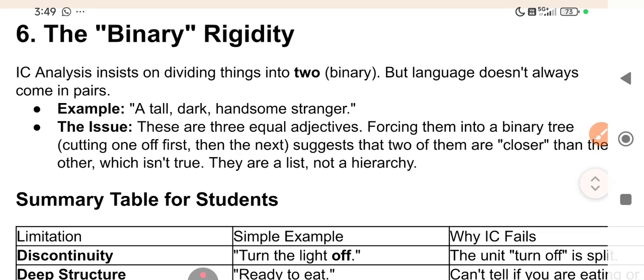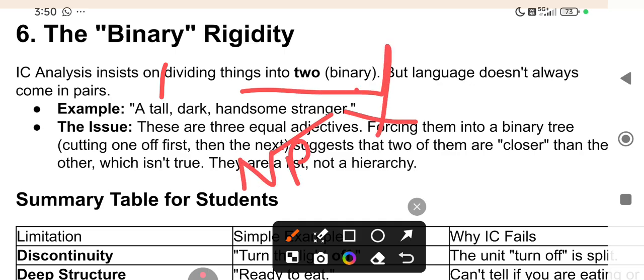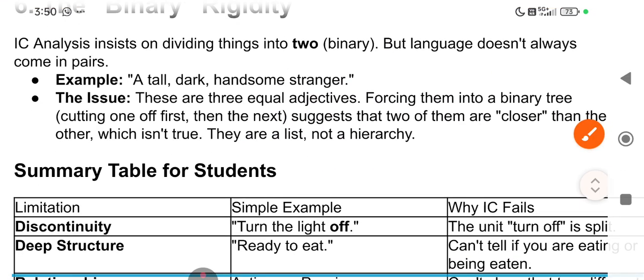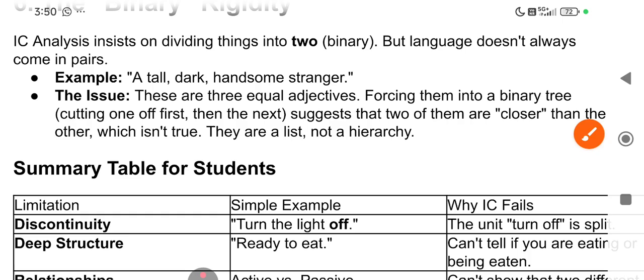The last one is binary rigidity. What is binary rigidity? IC analysis insists on dividing things into two, or binary. First, the immediate analysis is noun phrase and verb phrase, then this, right? So that's a binary, dividing things into two. But language does not always come in pairs. That is not systematic everywhere, noun phrase, verb phrase.